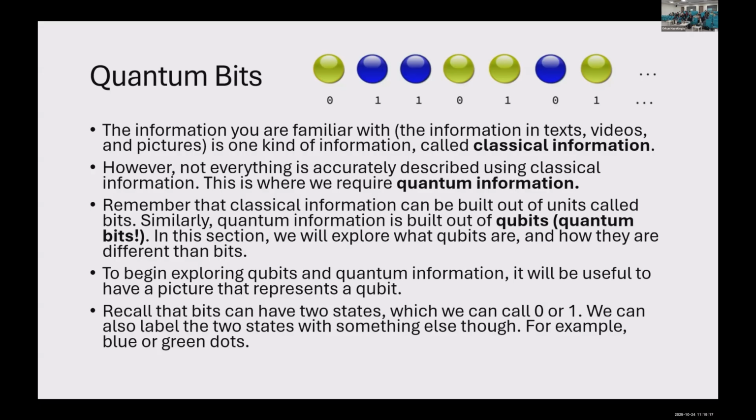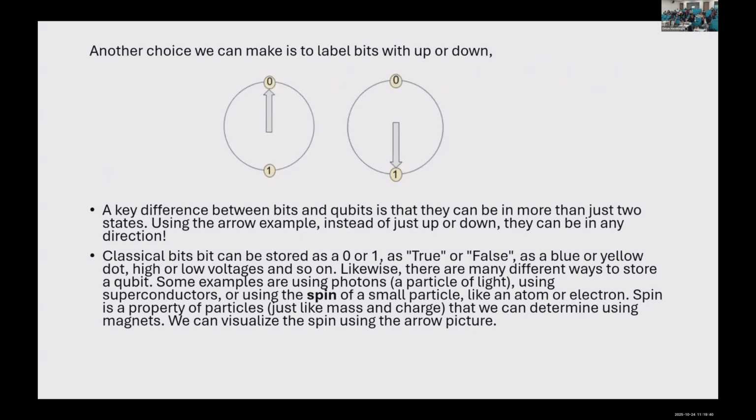Recall that bits can have two states, which we call 0 or 1. We can also label the two states with something else, though, with down and top, or green and red. Or blue and green dots, like here. So zeros are green, ones are blue. I can call it green and blue, I don't have to call it 0 and 1. Another choice we can make is to label bits with up or down.